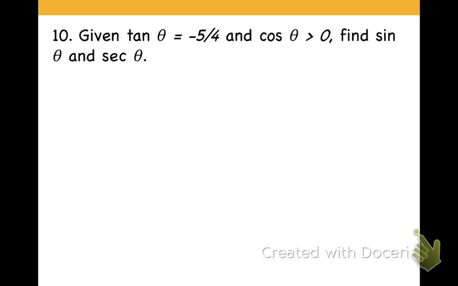We've got tangent. We know tangent, so we know our opposite and our adjacent. And then I know that it's negative, so that's going to put me in either the second or fourth quadrant. But I have that extra constriction that cosine is positive. So cosine is positive in the first and fourth. So that should hopefully help you. Draw in your triangle, find the missing side using Pythagorean theorem, and then write what sine and what secant of that angle are. No need to find the actual angle. We're just trying to figure out what sine and secant are.